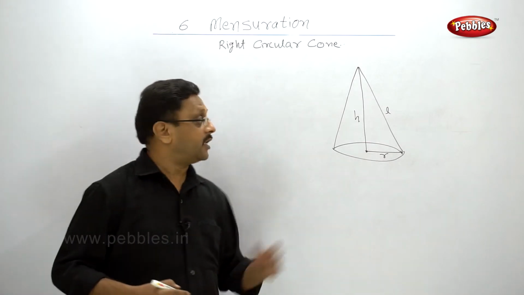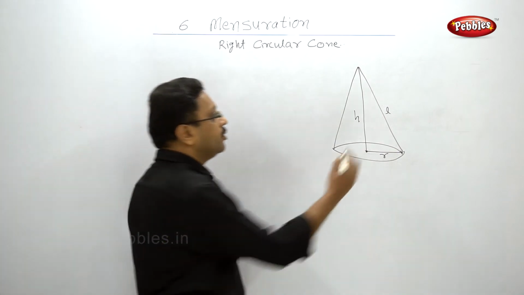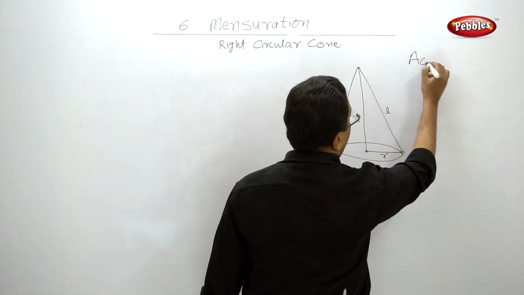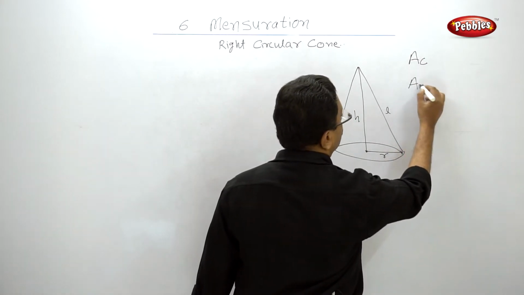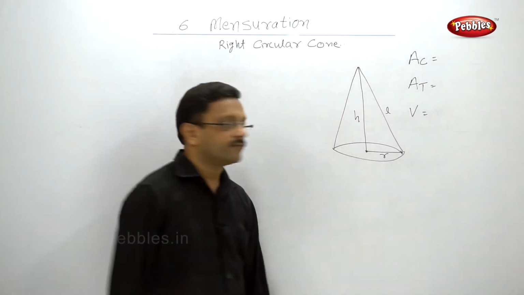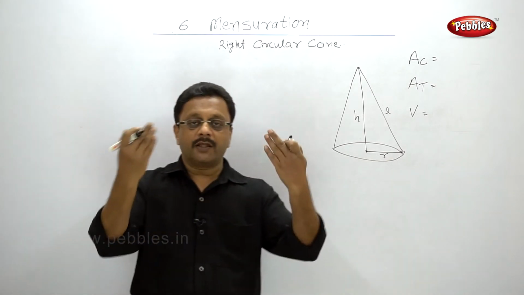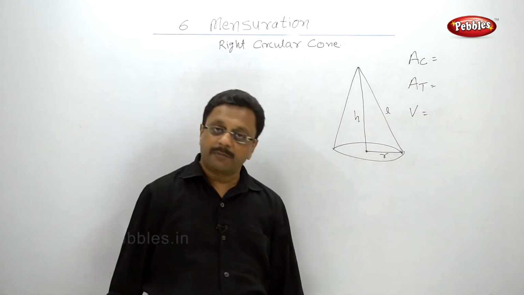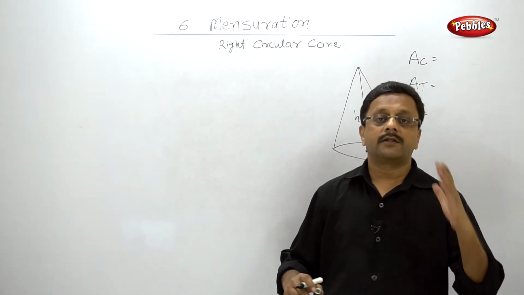Now let us see the different formulas related to the right circular cone. In this case, here also you have curved surface area, then total surface area, and volume also. Very easy. What is the curved surface area? When you open it, you get a sector, that means the area of the sector is your curved surface area.